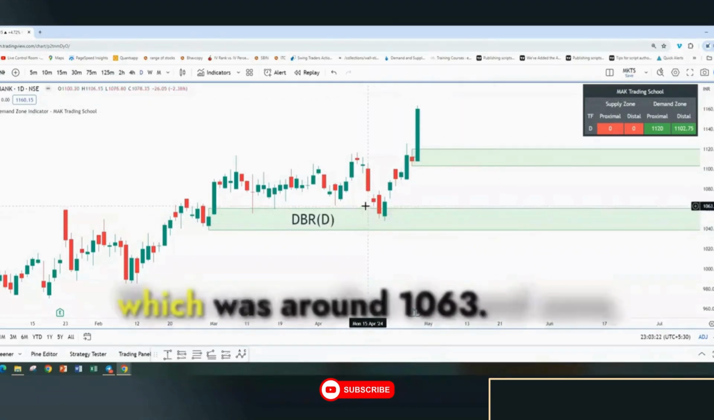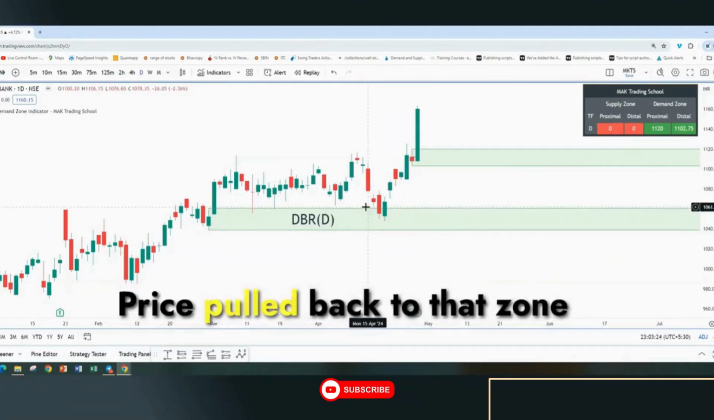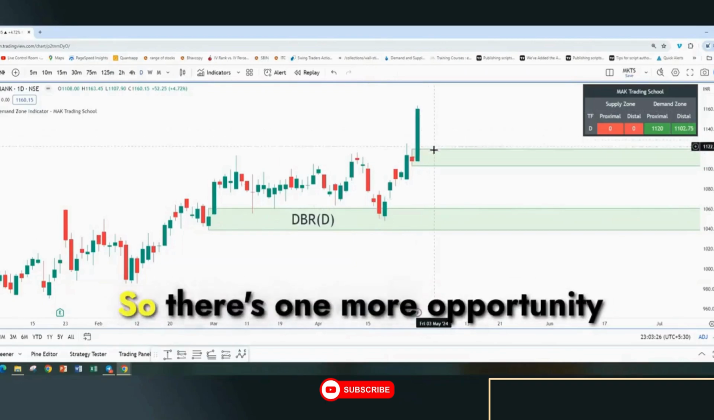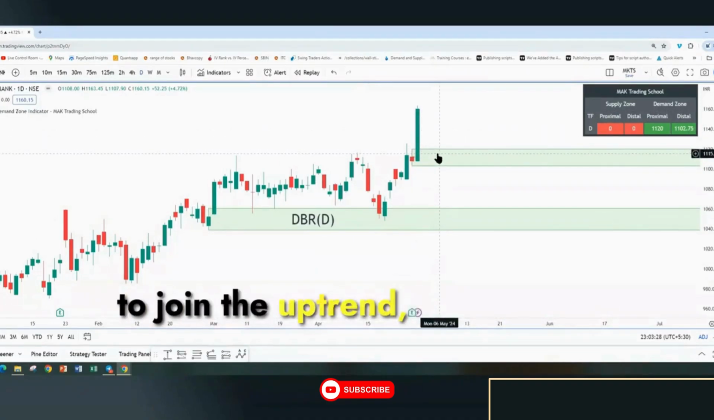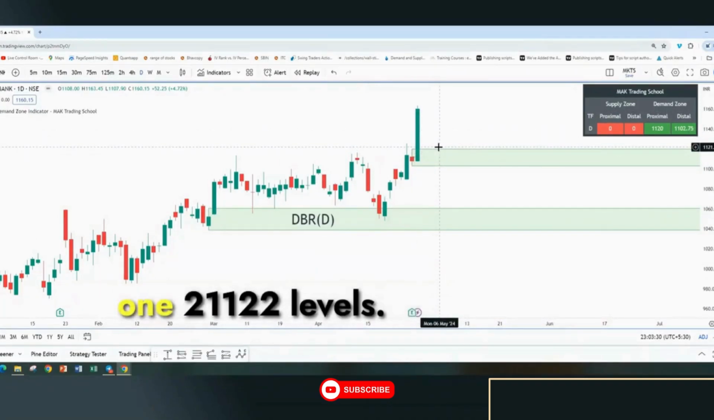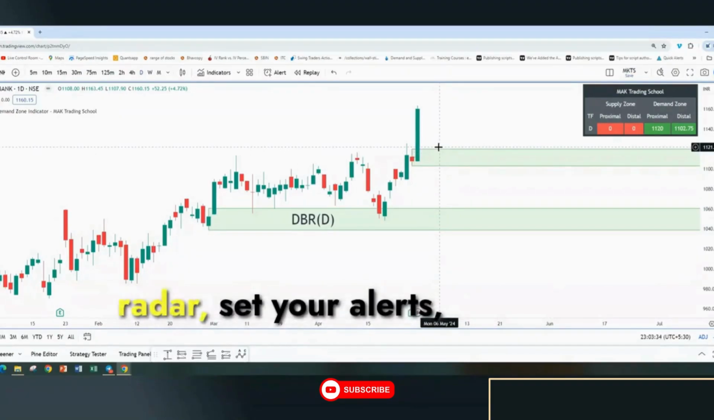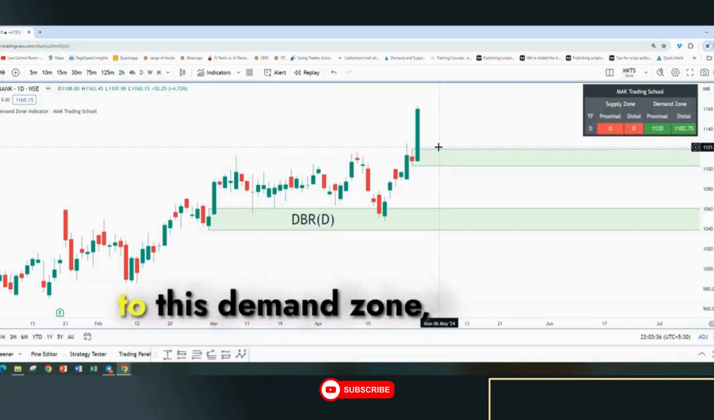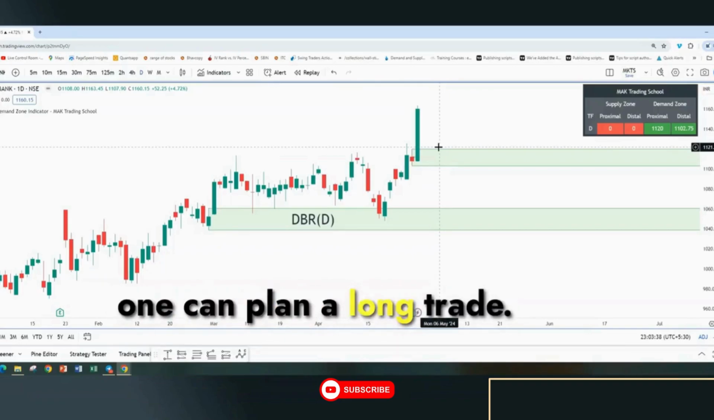There was another demand zone which was around 1063. Price pulled back to that zone and played out well. So there's one more opportunity to join the uptrend, which is around 1121, 1122 levels. So you can keep this on your radar, set your alerts, and if price pulls back to this demand zone, one can plan a long trade.